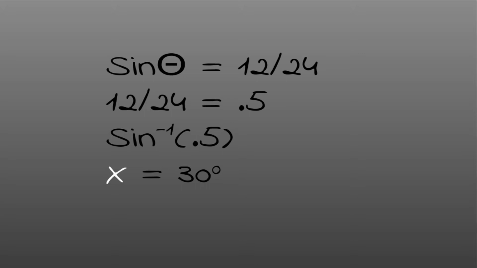You will then set it up in sine format because of the OH in SOHCAHTOA. The equation will then be sine theta, or x, equals 12 divided by 24. 12 divided by 24 equals 0.5. You will then put into your calculator sine^-1(0.5), and x will come out to 30 degrees. Your answer will be 30 degrees.